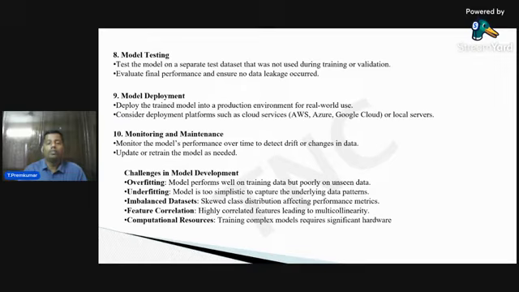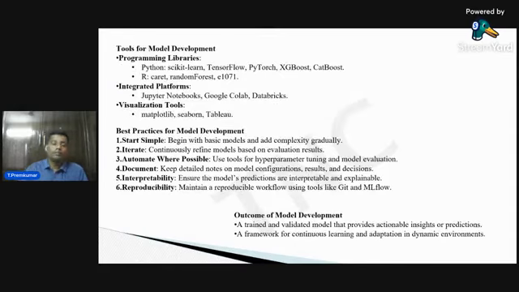The challenges we have in model development are overfitting, underfitting, imbalanced datasets, feature correlations, and also computational resources. These are the places where we can find challenges in model development. The tools used in model development are programming libraries, that is Python as well as the R language. For integration platforms, we can go for Jupyter Notebook, Google Colab, as well as Databricks.